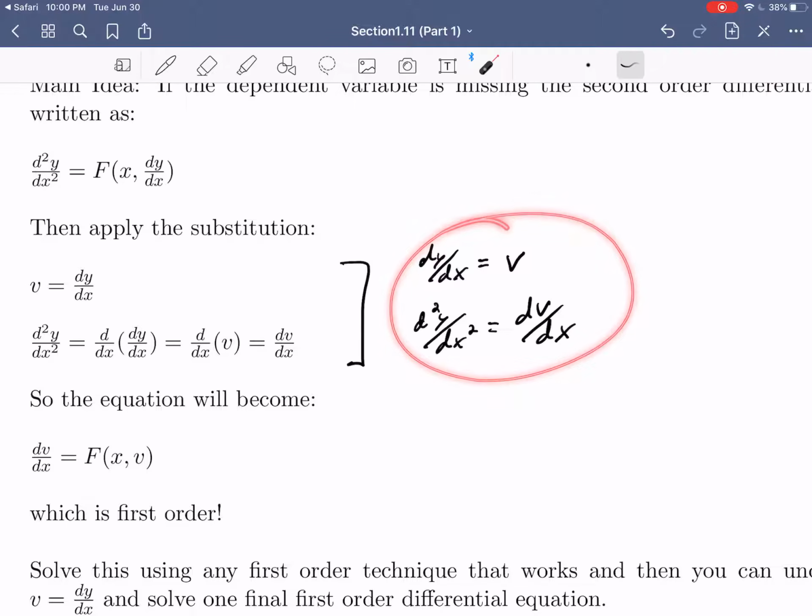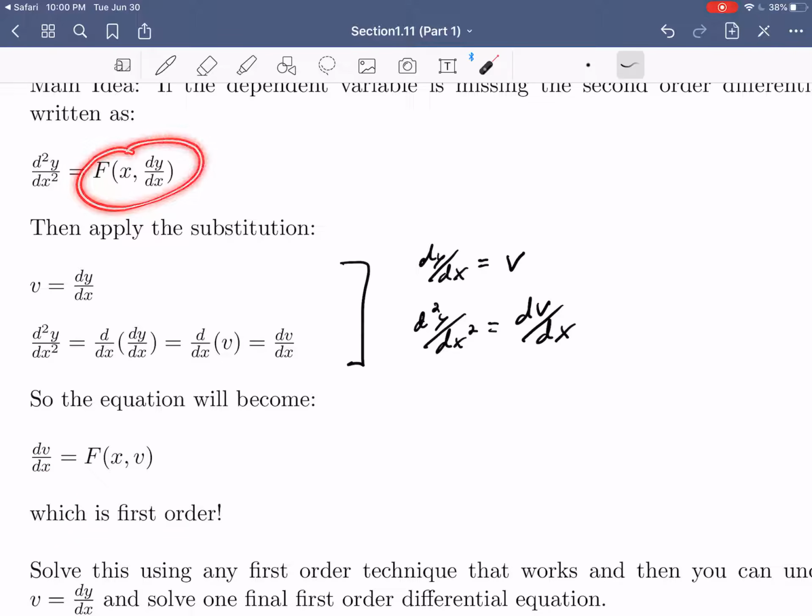So if we pop those in, then the left-hand side can just be viewed as dv/dx. That's what we have here. And this f of x and dy/dx is now going to be a function of x, and of course, dy/dx is equal to v. So we have this equation now: dv/dx is equal to f of x, v.